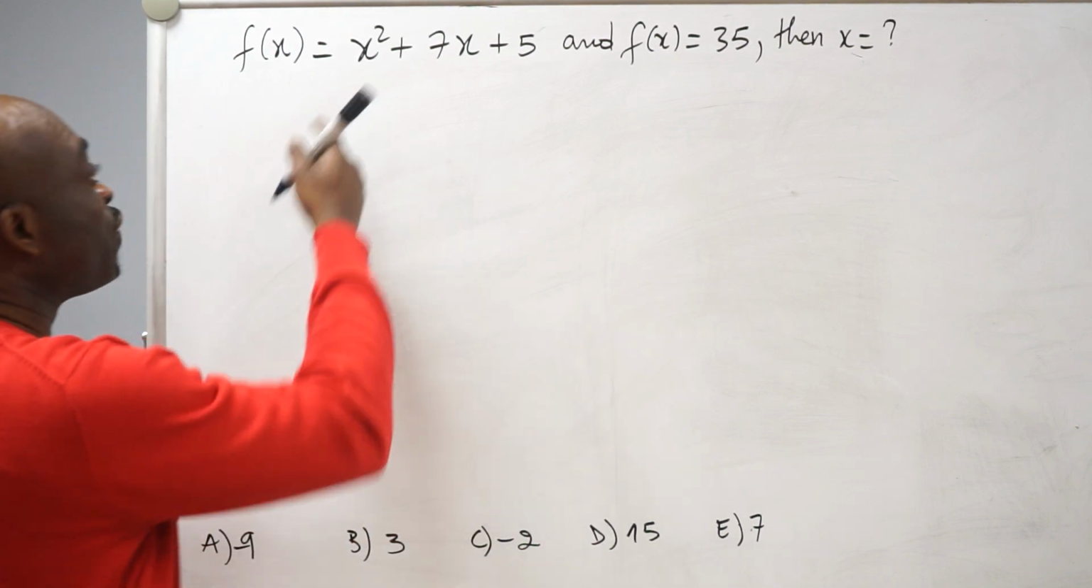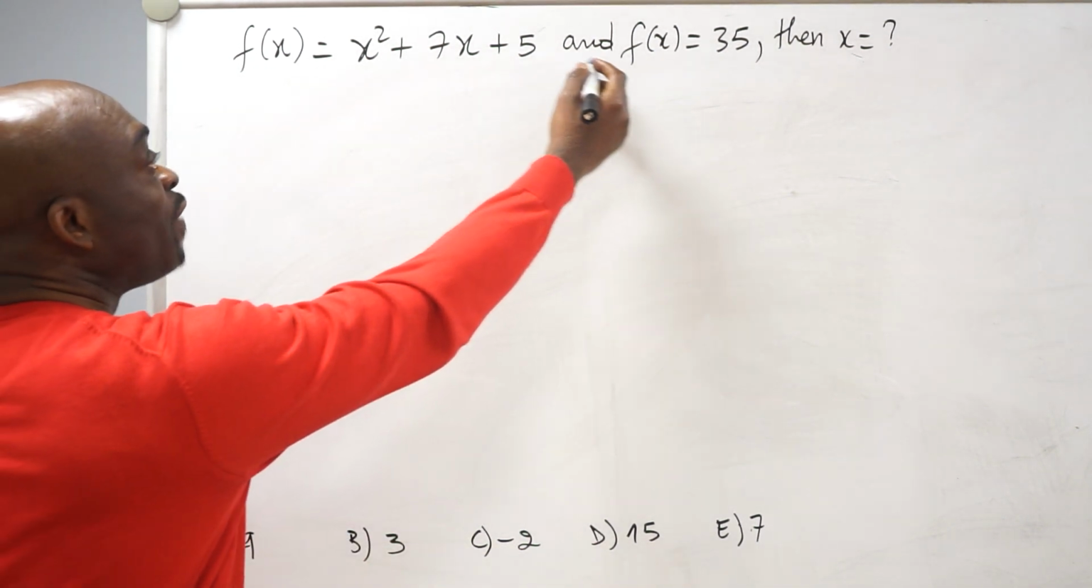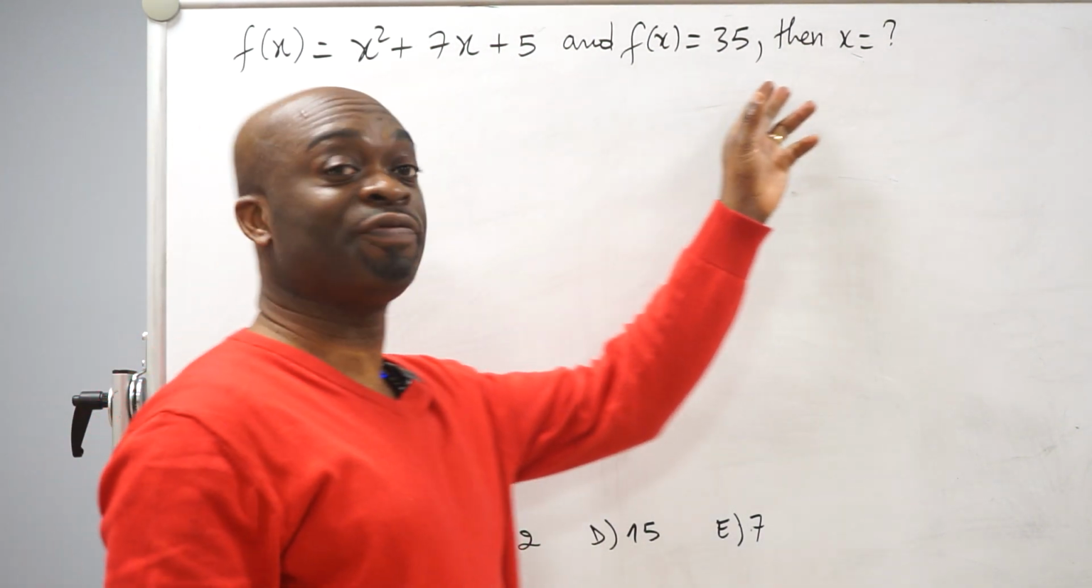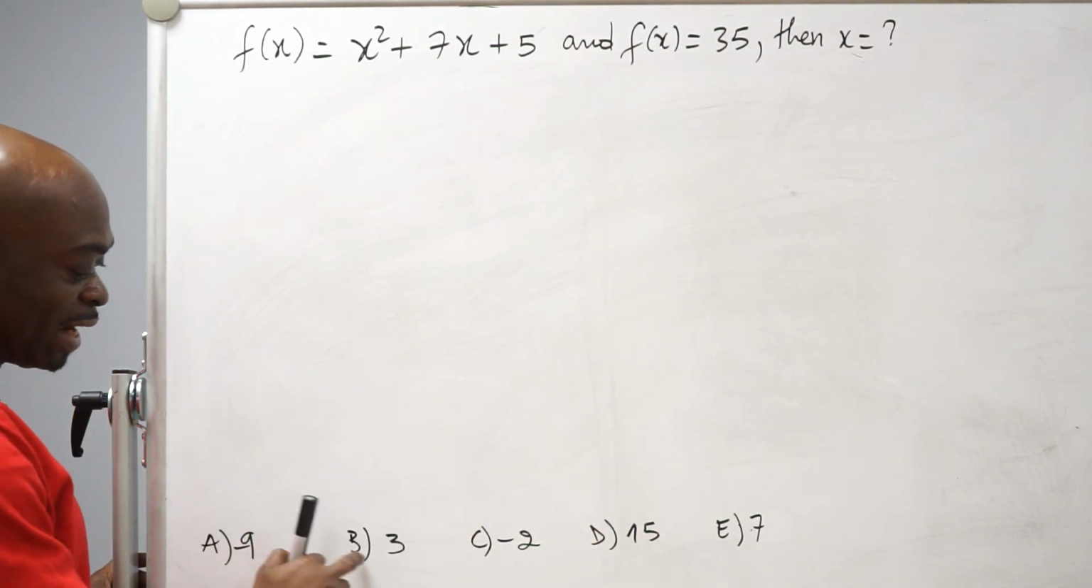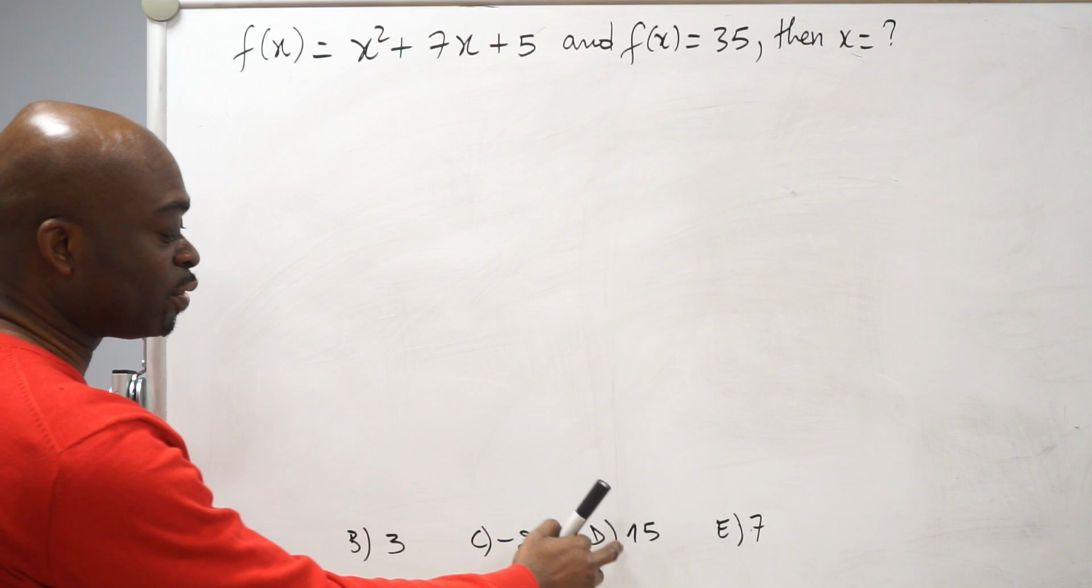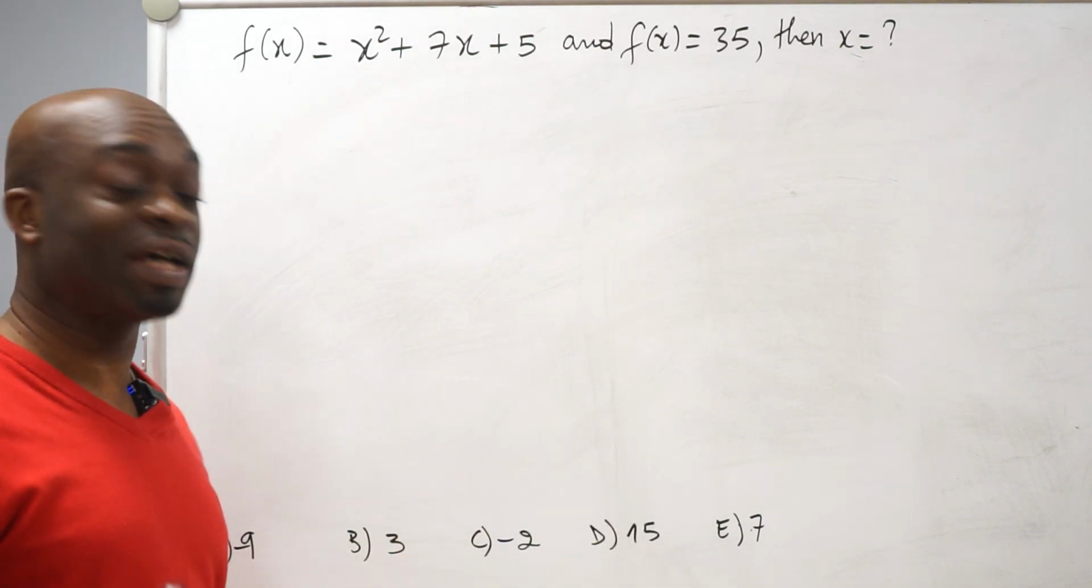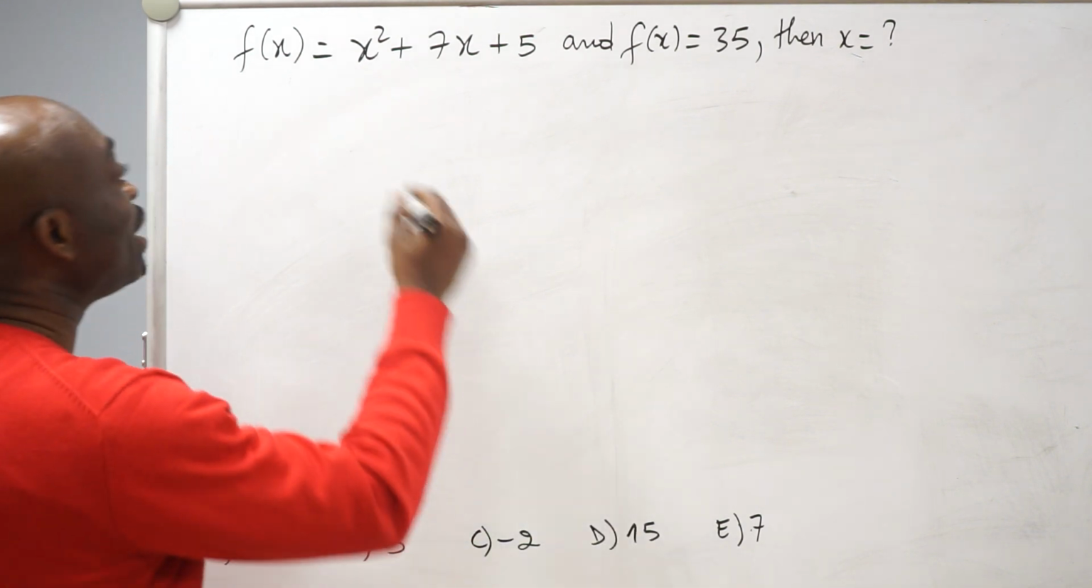Guys, imagine we have this function here, x squared plus 7x plus 5, and f of x is 35, then what is x? Okay? So we have a, which is negative 9, b, which is 3, c equals negative 2, d equals 15, and e, which is 7. Those are the choices that we have. Now let's go for it.